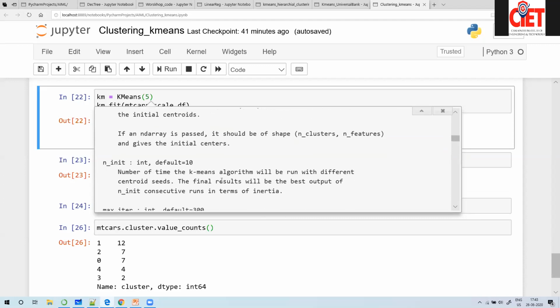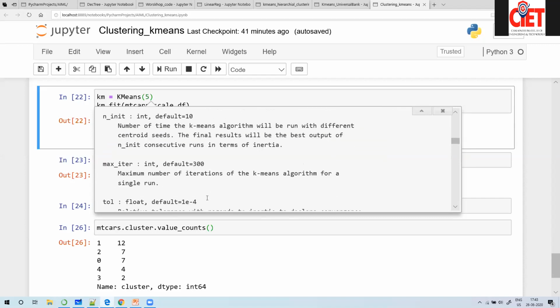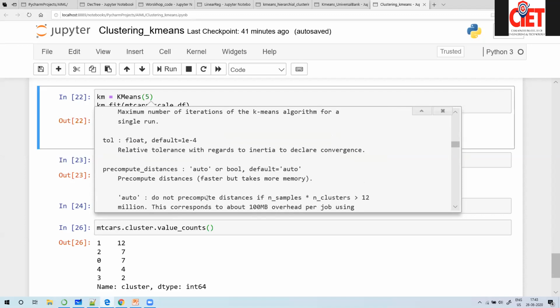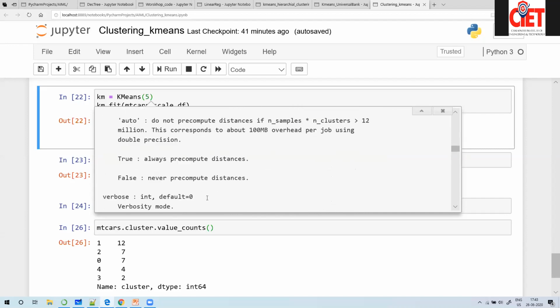So you don't have to rely on understanding these arguments by reading through it. You just take the help. It would give you a complete, clear-cut explanation of each and everything that is built into the Python function.